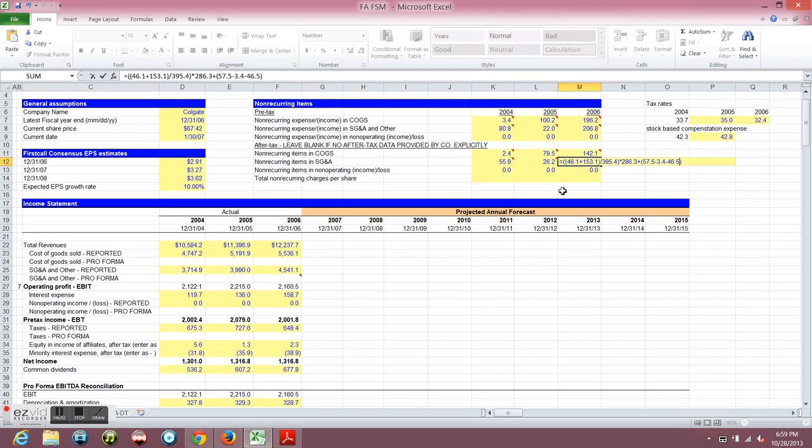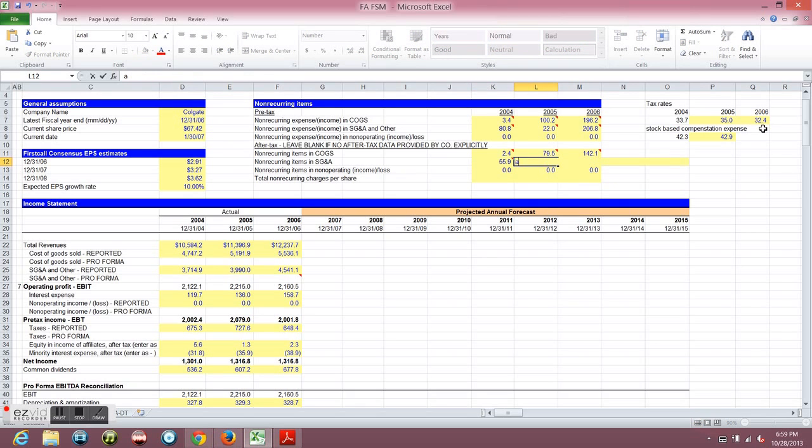Now we have to tax affect these, right? Because we're finding our after-tax proportion. So what we're simply going to do is multiply by 1 minus our tax rate, which is over here, 0.324. And that is done. So we're done with that part, but we have one more thing to worry about.